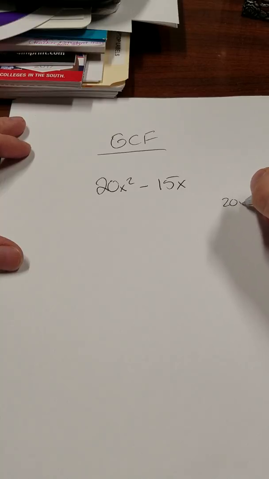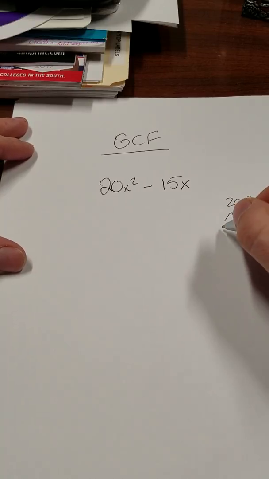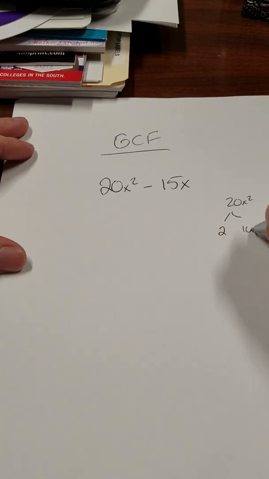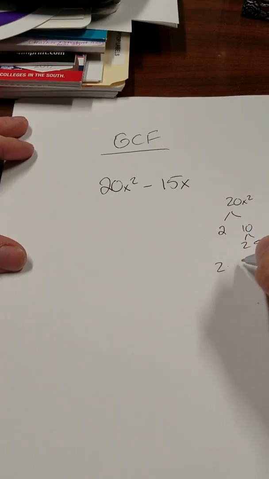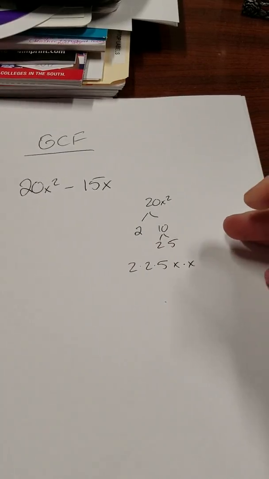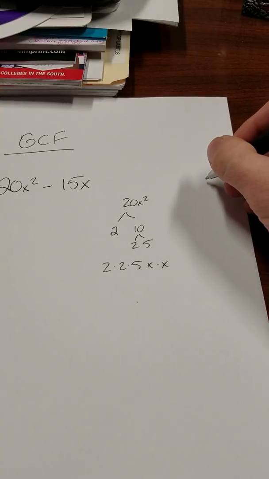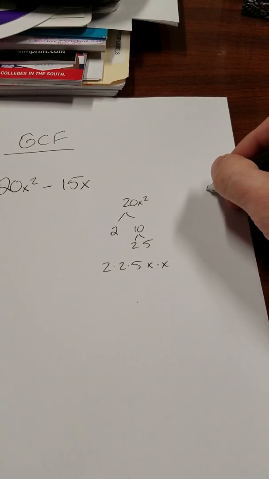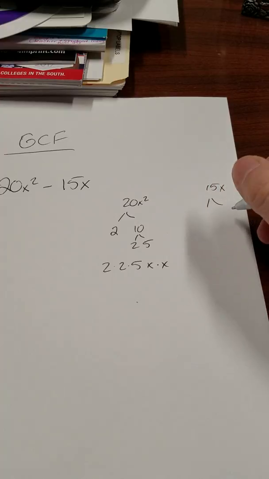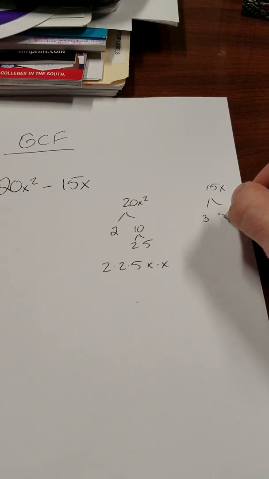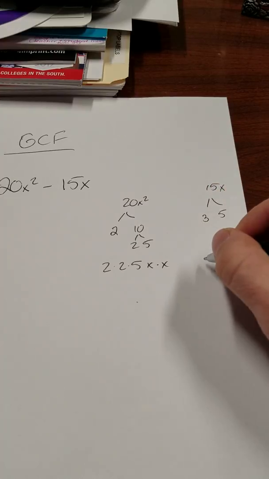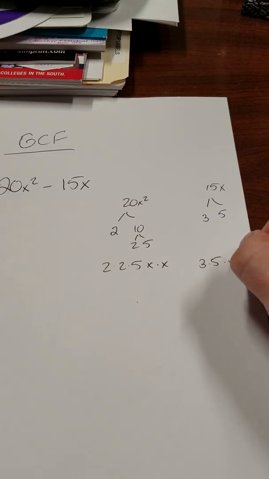So we're going to take 20x squared and break it down. So 2 and 10, 2 and 5. So the prime factorization of this is 2 times 2 times 5. X squared is x times x. All right? And then we're going to do the prime factorization of 15x. So 3 and 5 is the prime factorization. So we have 3 times 5 times x.